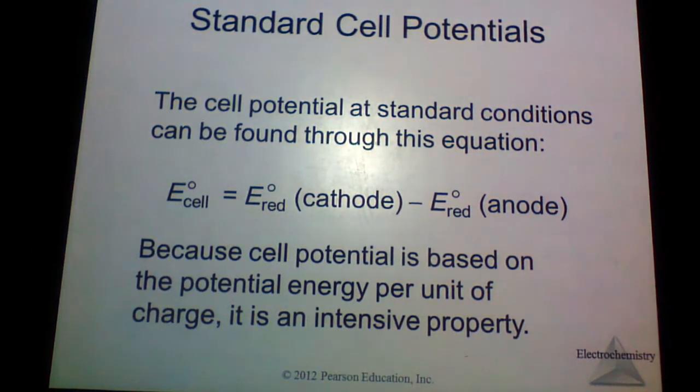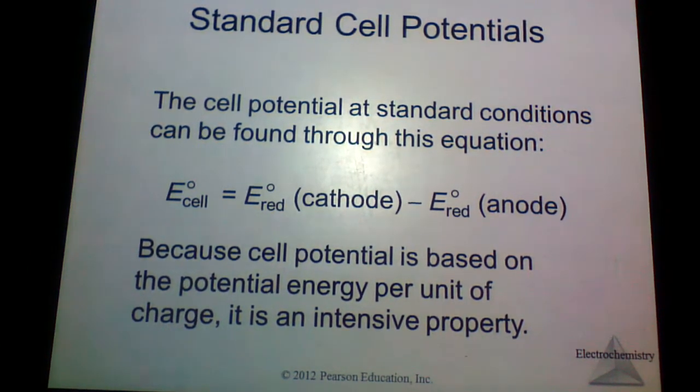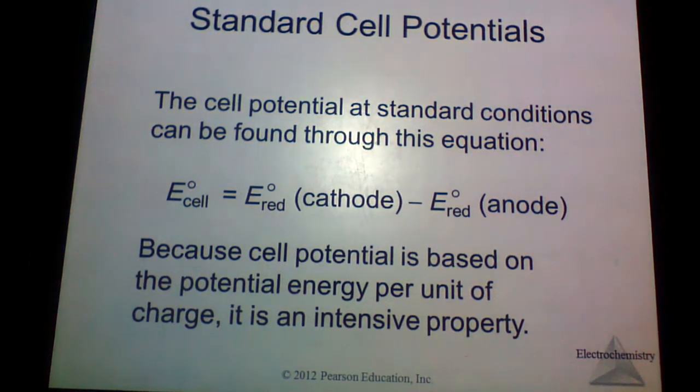The other thing that we need to think about with this is that cell potential is an intensive property, meaning that it does not depend on any stoichiometric coefficients. It doesn't matter how much of something we have. All that matters is what number I have as my standard reduction potential at the cathode end, and I'm subtracting the anode end. So no stoichiometry, no coefficients that I have to take into account.